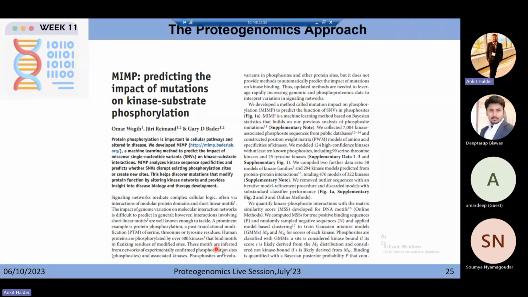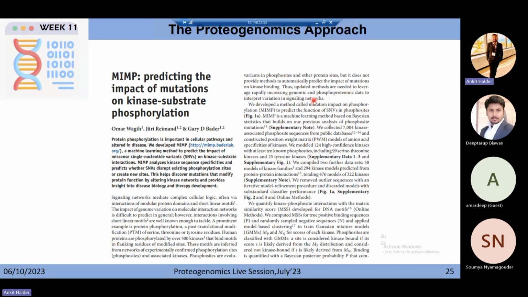These motifs are inferred from networks of experimentally confirmed phosphorylated sites and the associated kinases. Variants in phosphosites and other protein sites have been studied, but this does not provide methods to automatically predict the impact of mutations on kinase binding. That's why we need to assess those. So the tool leverages rapidly increasing genomic and phosphoproteomic data to interpret variation in the signaling network. The phosphoproteomics data is also evolving with very robust instrumentation methods, so these kinds of methods will increase to a great extent.